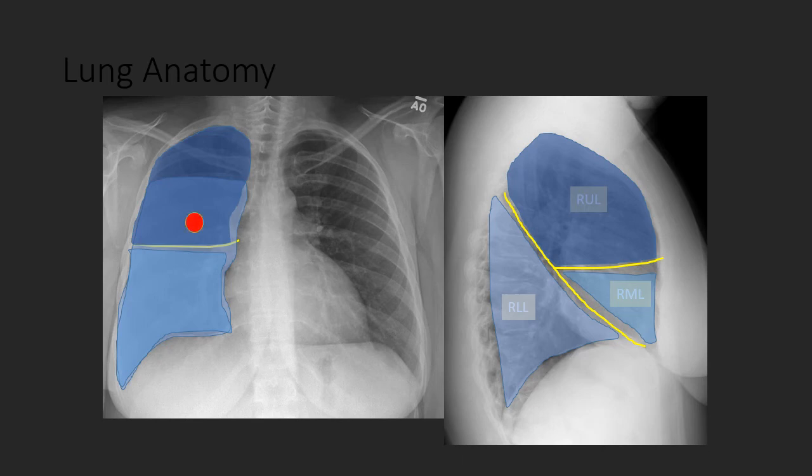So say we have a pulmonary nodule represented here in this red circle. We don't know on the frontal view if that's in the right upper lobe or the superior segment of the right lower lobe. We have to localize it on the lateral view. So you could see that it could be in the right upper lobe, but it could also be within the right lower lobe if it was located more posteriorly.